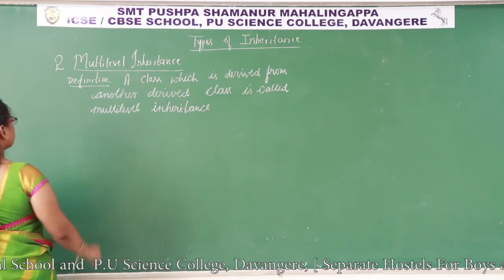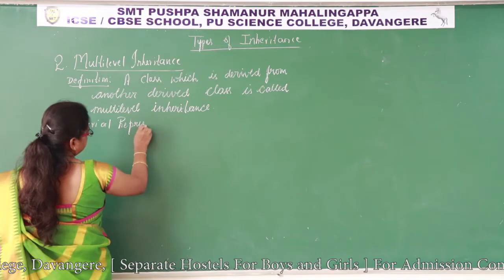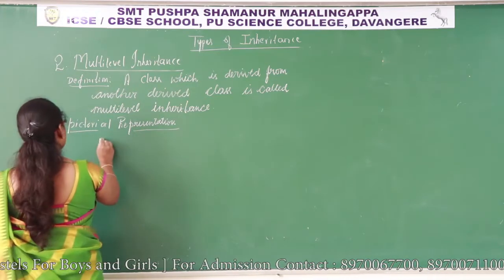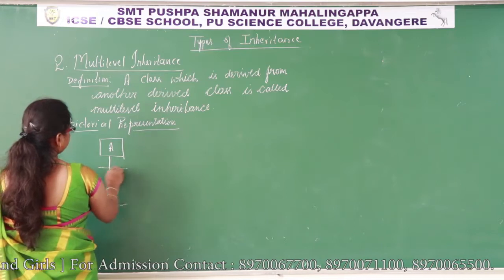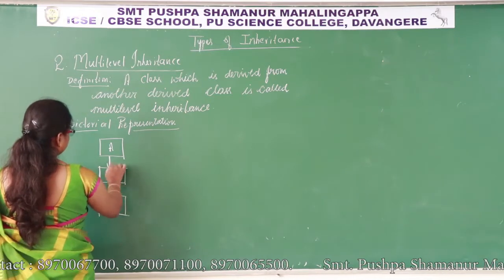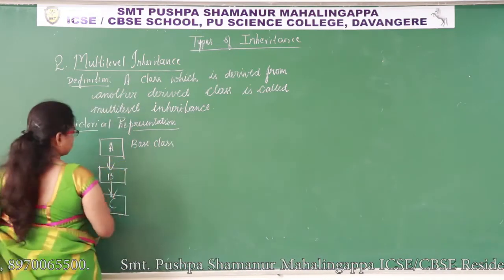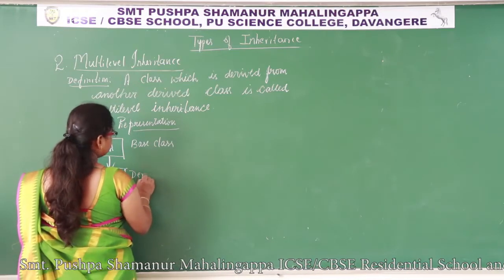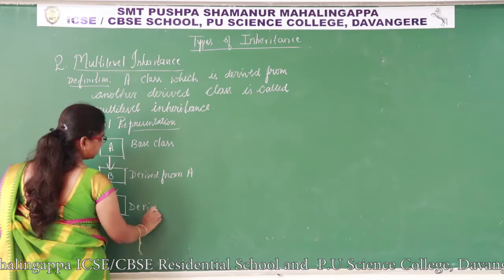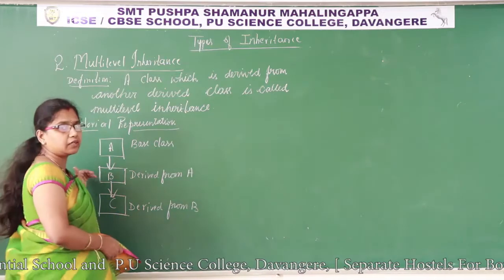Okay, now pictorial representation. Class A, class B and class C. A is the base class, B is derived from A, and C is derived from B. So this is called multi-level inheritance.